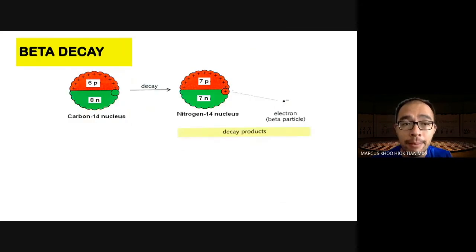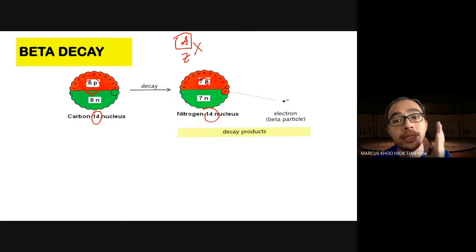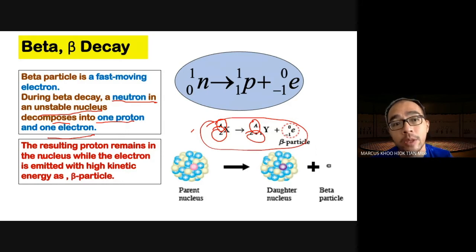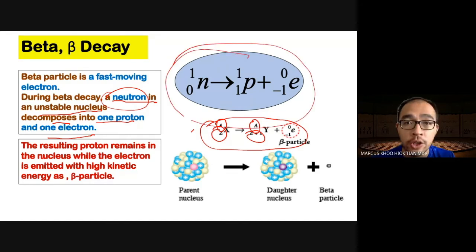For example, this is a carbon-14 nucleus. This is a nitrogen-14 nucleus. So notice that the nucleon number, the number on top here, is still the same, 14 and 14. What has changed is the number of protons, from 6 to 7. The number of protons increases because what is decaying is the neutron. Again, this is something that happens inside the nucleus itself. The neutron is the one that decomposes to become one proton and one electron. How does this happen? It is not for you to study at this moment.